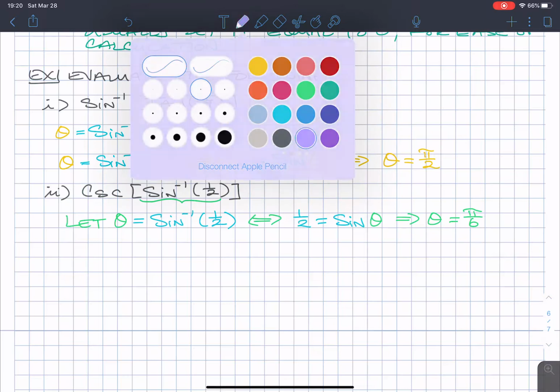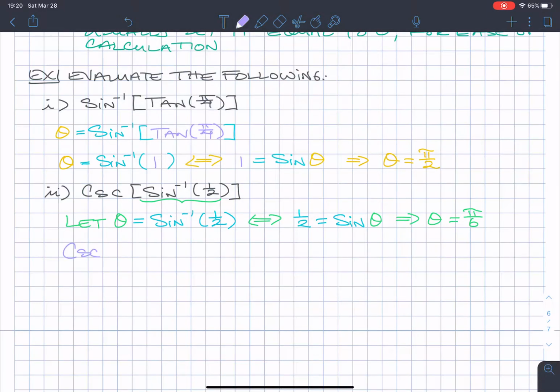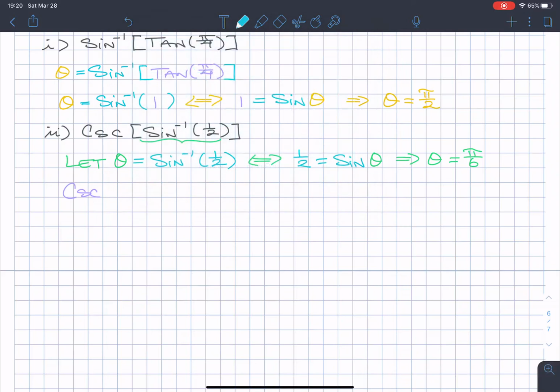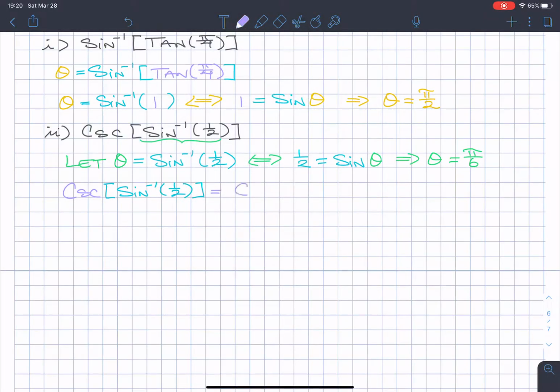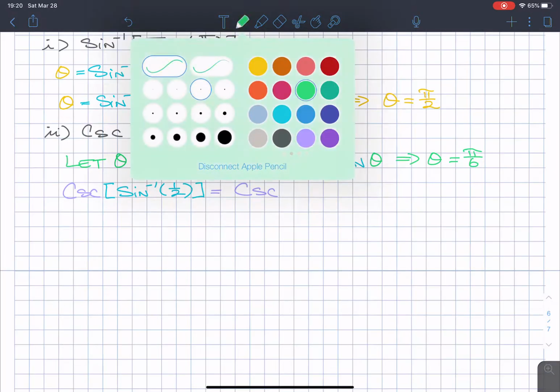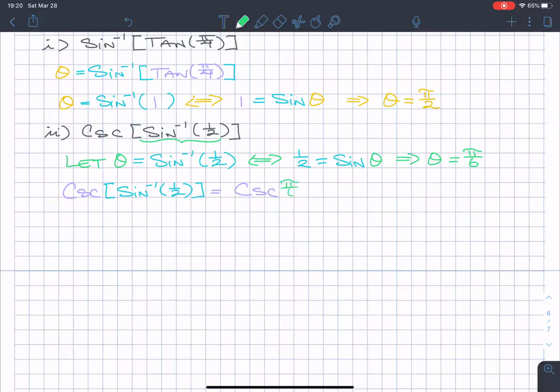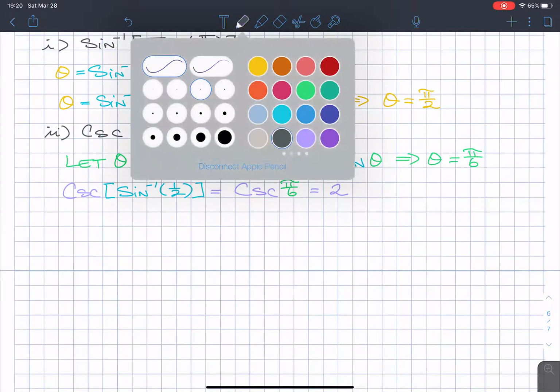So therefore, if I have cosecant of sine inverse of 1/2, I can now replace sine inverse of 1/2 with what I found it to be. I found it to be pi over 6. Okay, well what is cosecant of pi over 6? It's the reciprocal of sine of pi over 6. So I should get 2. Okay, let's do another one for good measure, shall we?